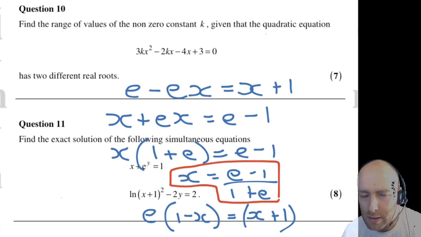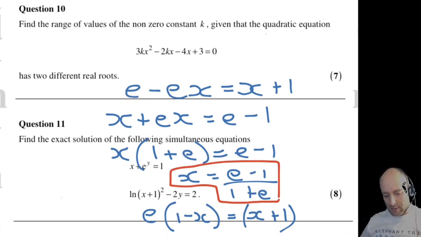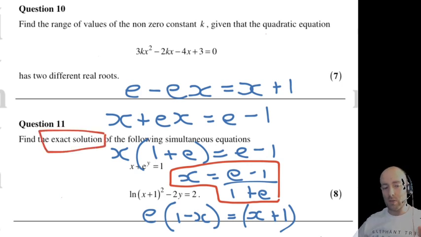Nice, Harry. Really good. You don't actually need to find y because it says find the exact solution. It doesn't say find the coordinates or anything like that. It just says solve these equations. So e take 1 over 1 x, e take 1 over 1 plus e. Brilliant. Really good work there.